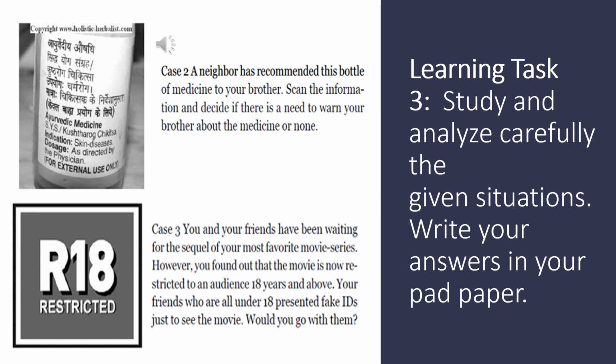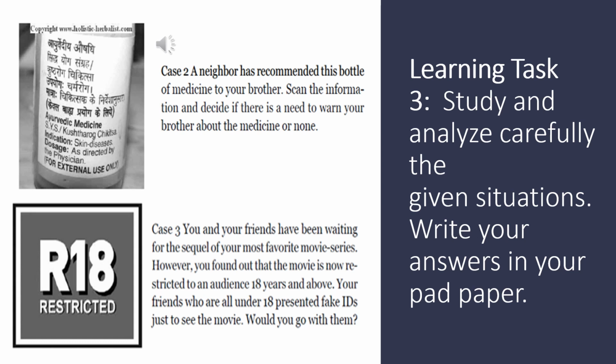So case number 2, a neighbor has recommended this bottle of medicine to your brother. Scan the information and decide if there is a need to warn your brother about the medicine or not. Since the image shows a bottle that has instructions written in another language, it's best that you will not be giving it to your brother. You will not be allowing your brother to take that medicine. Instead, you ask for someone who can read it, or you ask a doctor if it can be taken, or if your brother can drink that medicine.